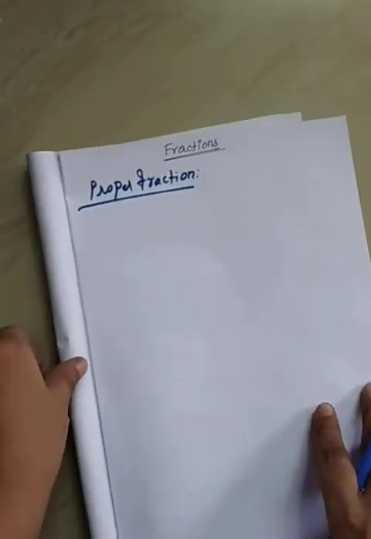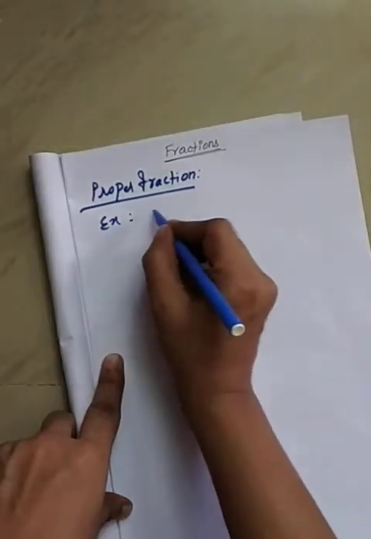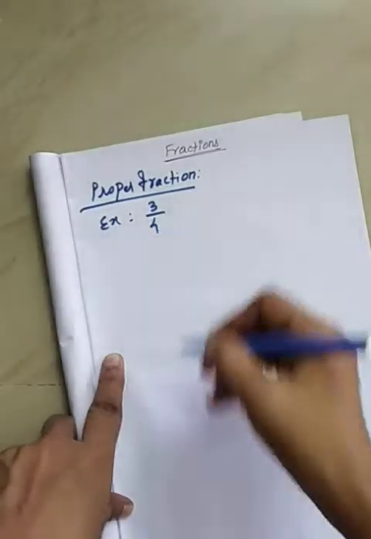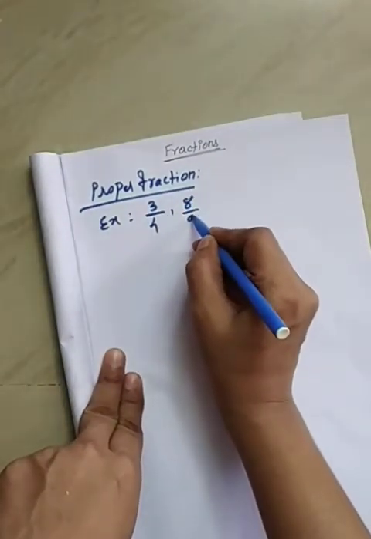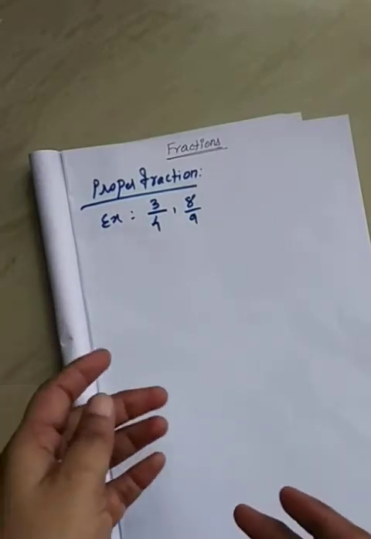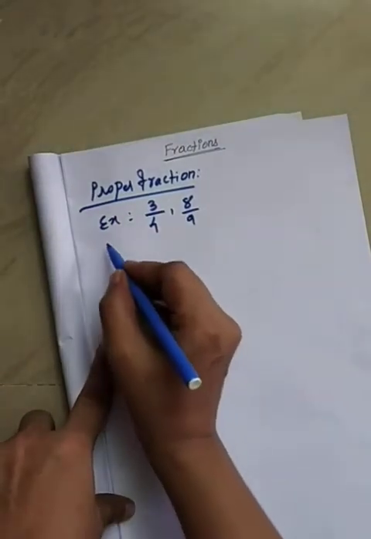What is the proper fraction? The denominator is bigger than the numerator. See one example. You can take 3 by 4. Another example, 8 by 9. These are all proper fractions. Now we see improper fraction.